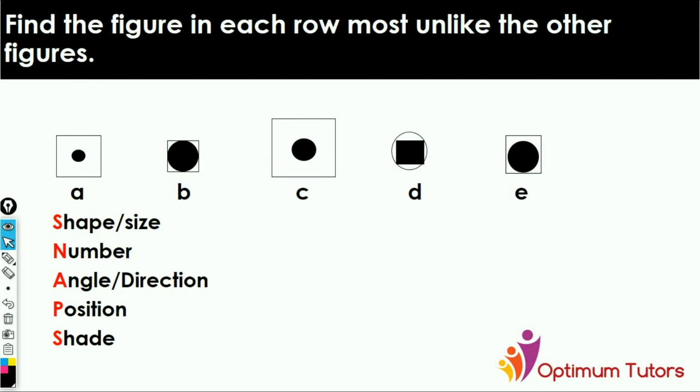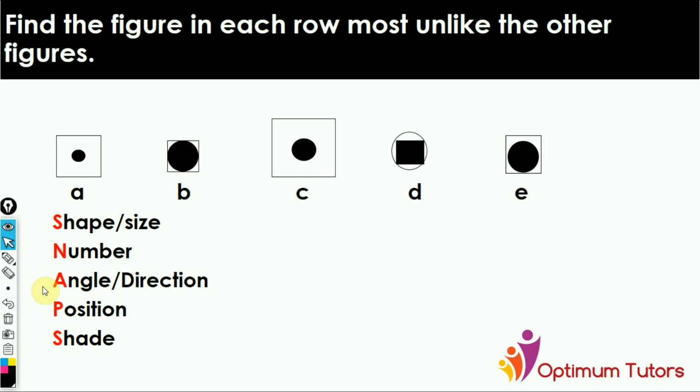So let's just get into it now and have a look at an example. In this question, it's asking you to find the figure in each row most unlike the other figures. This is a question that I've lifted from the skill that they're trying to assess in the child. So what this question's asking you to do is to basically spot the odd one out. Which figure doesn't fit the pattern of the other figures? So you're looking for something that stands out as different from all the others.